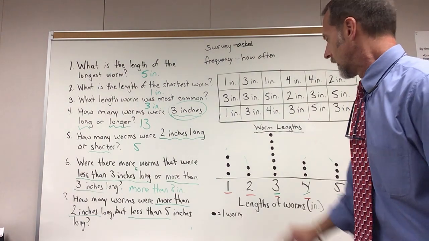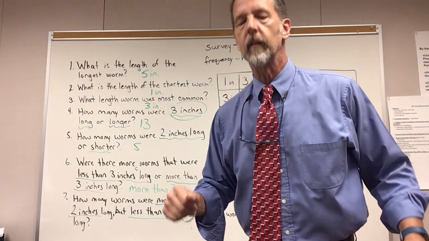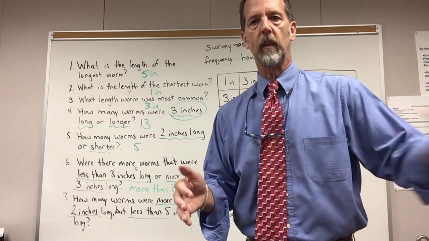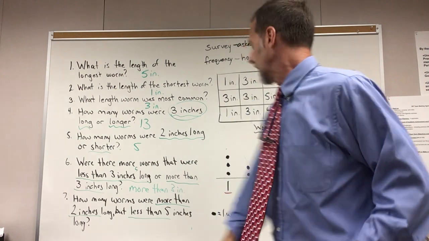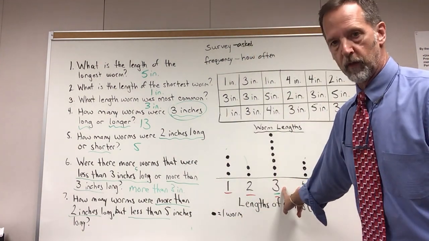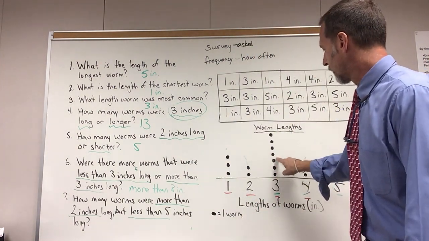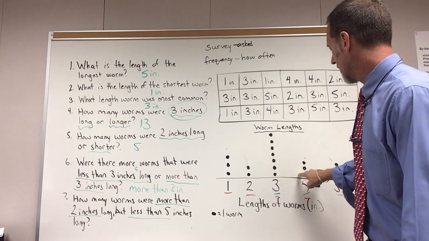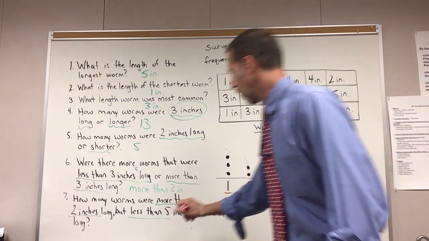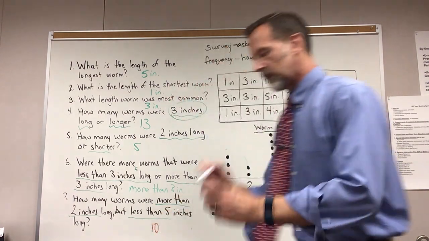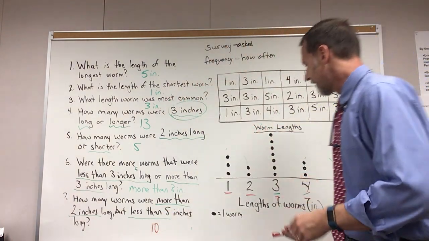And you might be saying, well, 2 is less than 5? It is. But is 2 more than 2? Nope. It's got to match both. So these matched both. Okay, so I've got 1, 2, 3, 4, 5, 6, 7, 8, 9, 10. There were 10 worms that were more than 2 inches long, but less than 5.